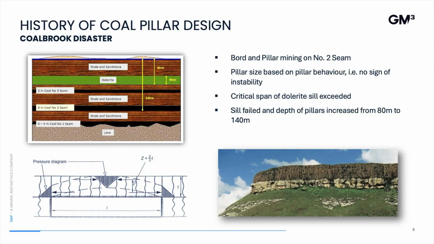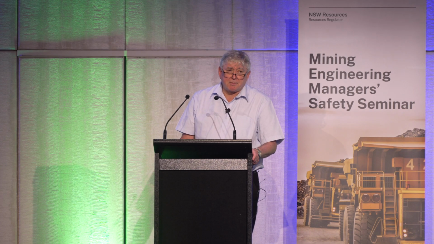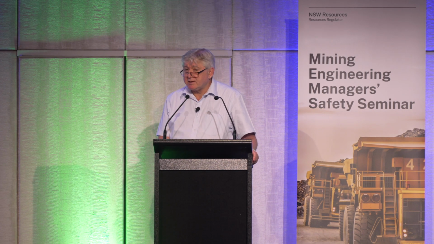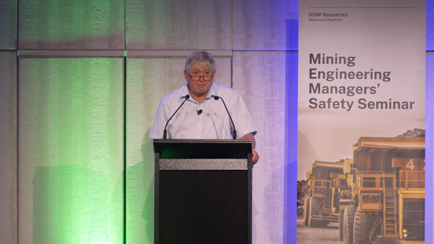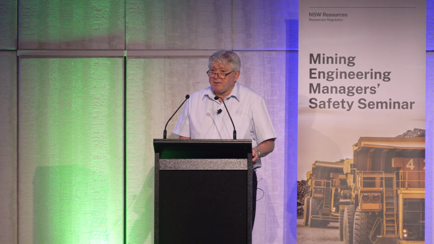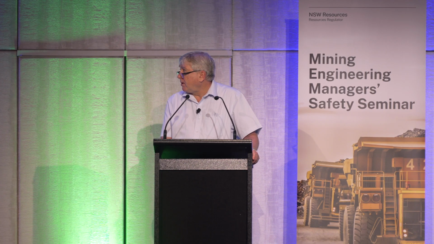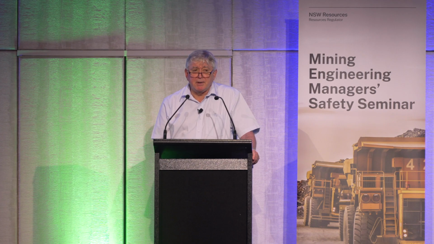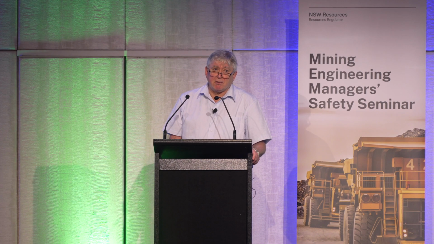What had actually happened at Coalbrook was that, it's quite common in South Africa, there was a thick dolerite sill in the overburden, 40 metres thick. Dolerites are typically up to 10 times stronger than typical coal measure strata. They've got an ability to span very large distances. And so what was effectively happening is that the pillars, which back in those days were just really trial and error, when they were mining panels that were less than the critical span of the dolerite sill, the pillars were only loaded up to the base of the dolerite sill.